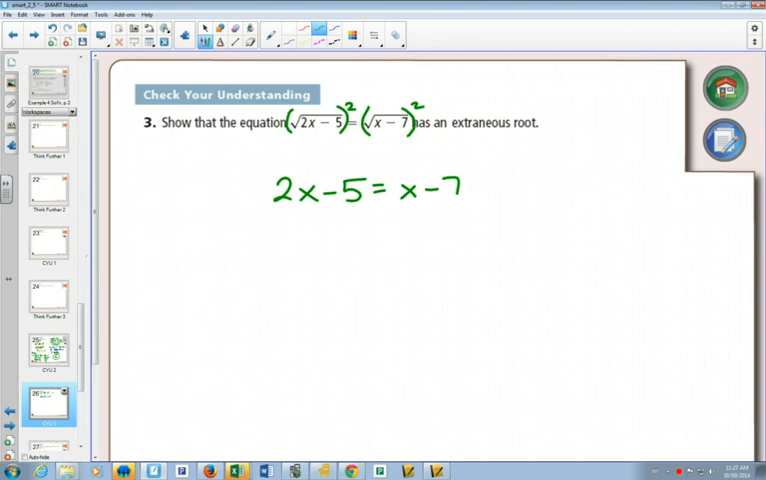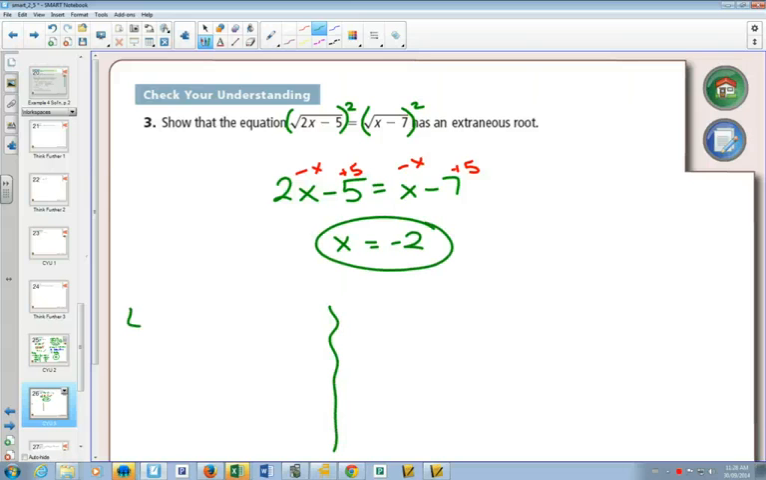Now it becomes a question where you just need to combine like terms. I'm going to subtract x on both sides, add 5 on both sides, and I'll get x is equal to negative 2. So now we got to verify that. We'll start with our original left side, which was 2x minus 5, and our original right side.